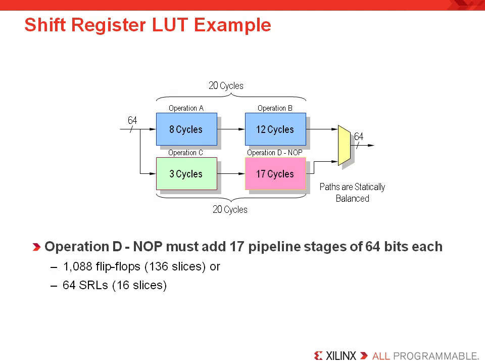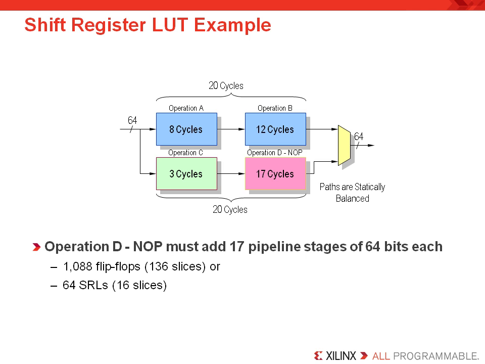This is an example of the use of the shift register LUT functionality. The SRL can be used as a programmable delay element or NOOP. In this example, you see a 64-bit bus being processed through 3 operations, A, B, and C. A has a delay of 8 clock cycles, B has a delay of 12 clock cycles, and C has a delay of 3 clock cycles.